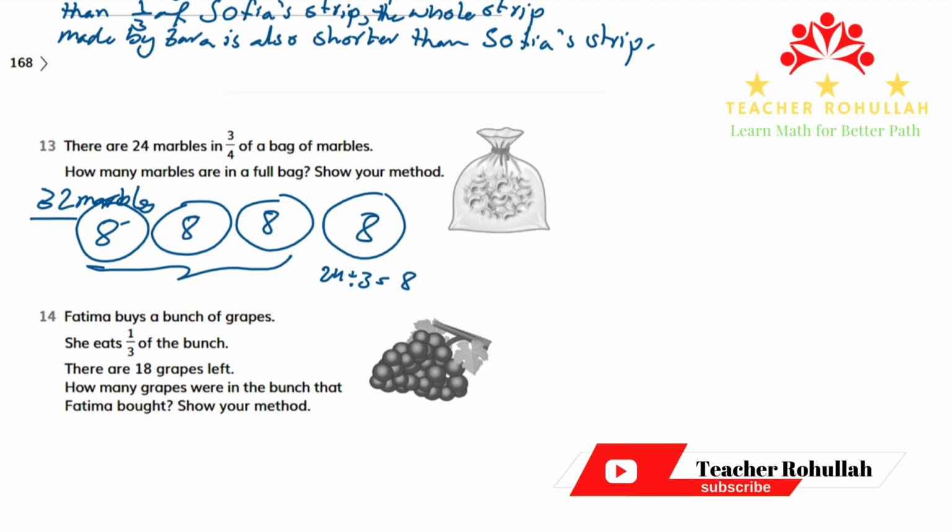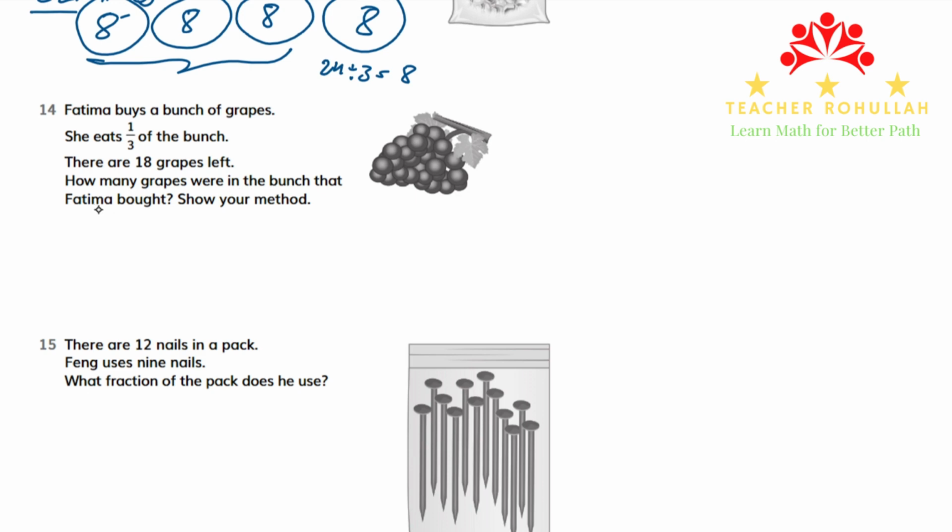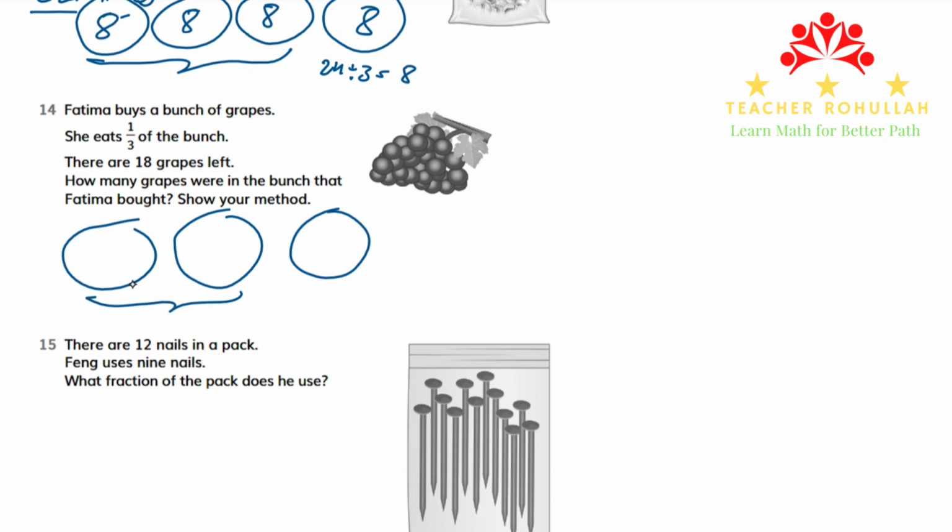Let's scroll down to question 14. In question 14 it says, Fatima buys a bunch of grapes. She eats 1/3 of the bunch. There are 18 grapes left. How many grapes were in the bunch that Fatima bought? Show your method. So here also I will make 3 groups because I say 1/3. 1/3 is eaten by Fatima and 2/3 are left. In these 2/3 we have 18 grapes.